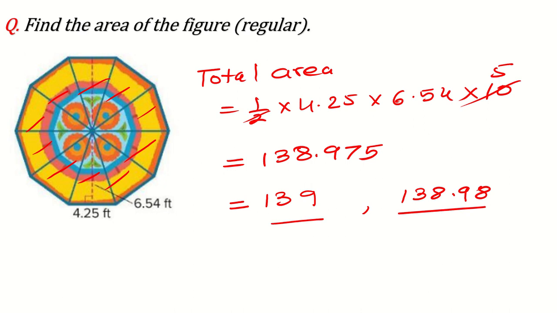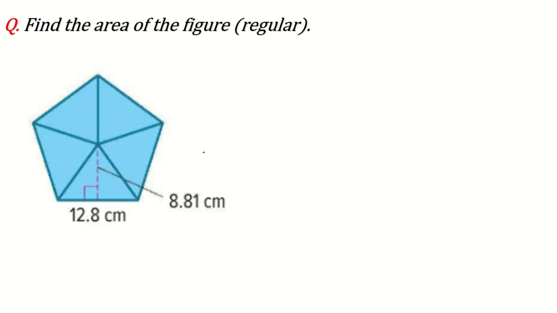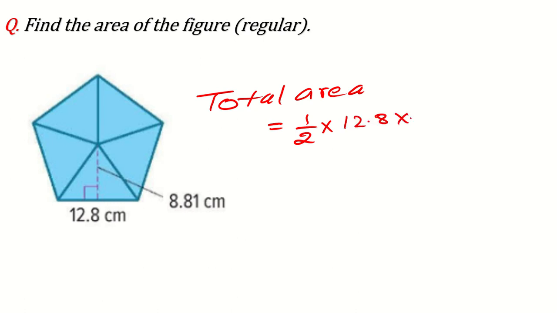Now the next question can be: find the area of the regular figure. Okay, the same type of question. So total area is equal to, my dear students, please pause the video and do it yourself, okay, and then match the answer. And if my answer is wrong, then please write in the comments, I will correct it. 1 over 2 times 12.8 times 8.81. And how many triangles are there? 1, 2, 3, 4, 5. So multiplied by 5.